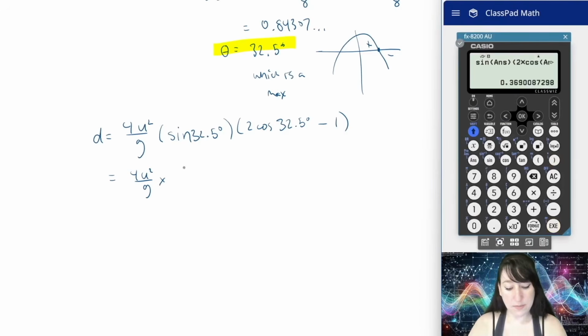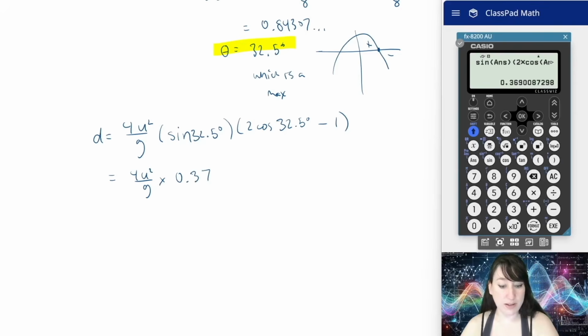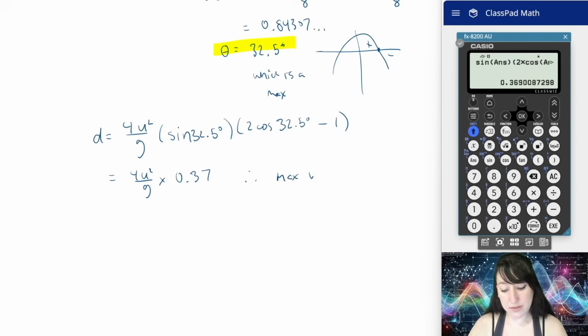And we get 0.37 to two significant figures, which shows that the max value of d is about 37% of the max range of the projectile.